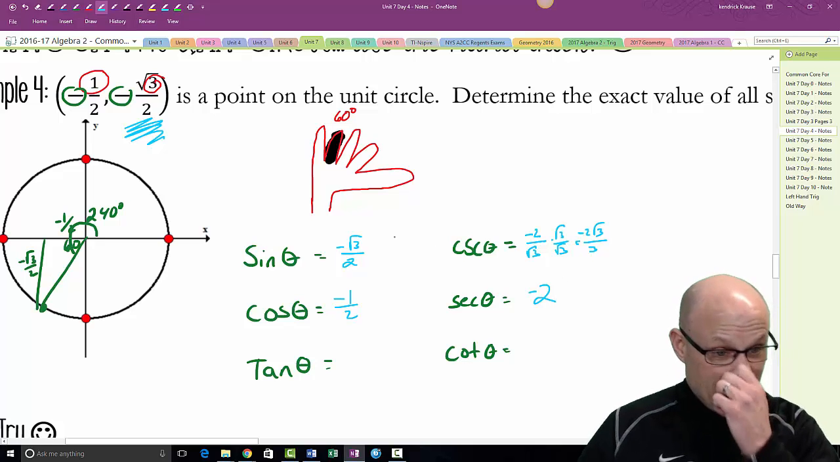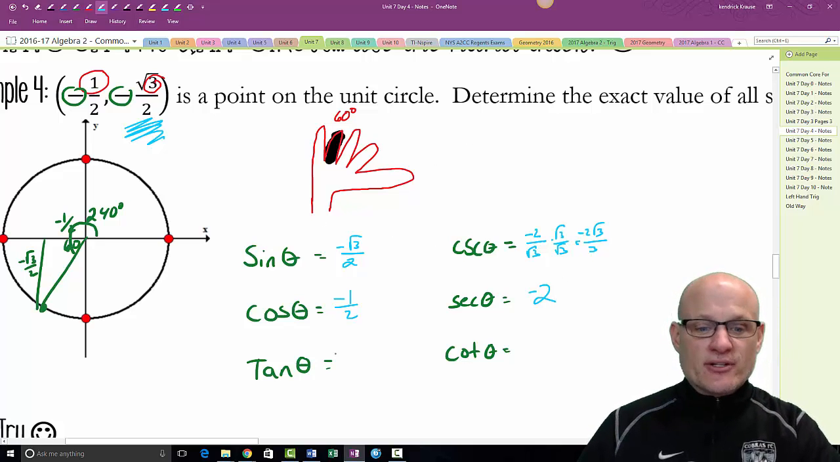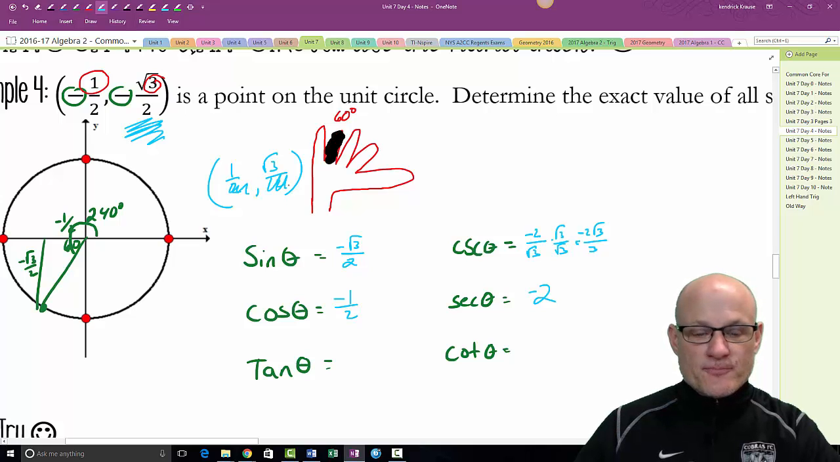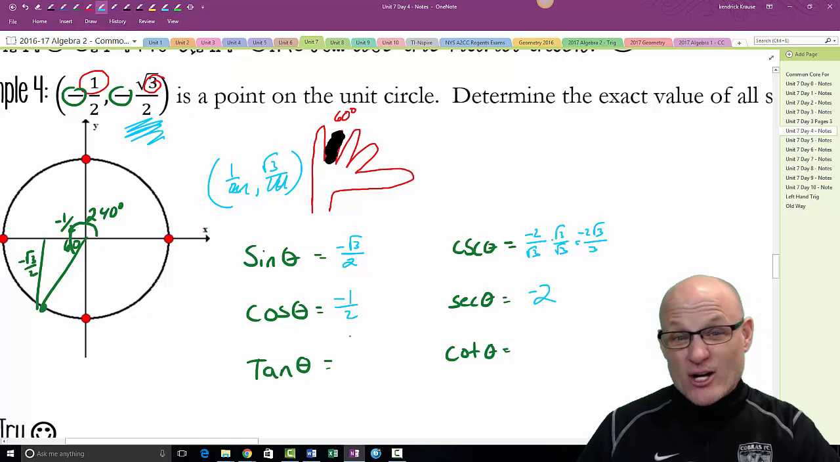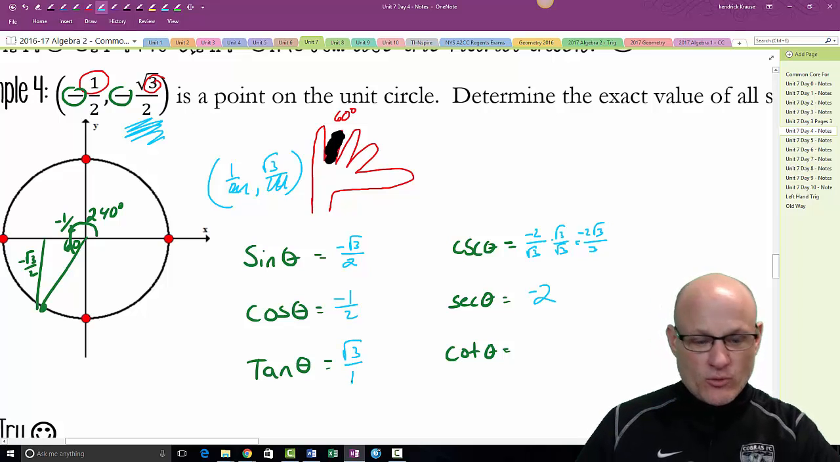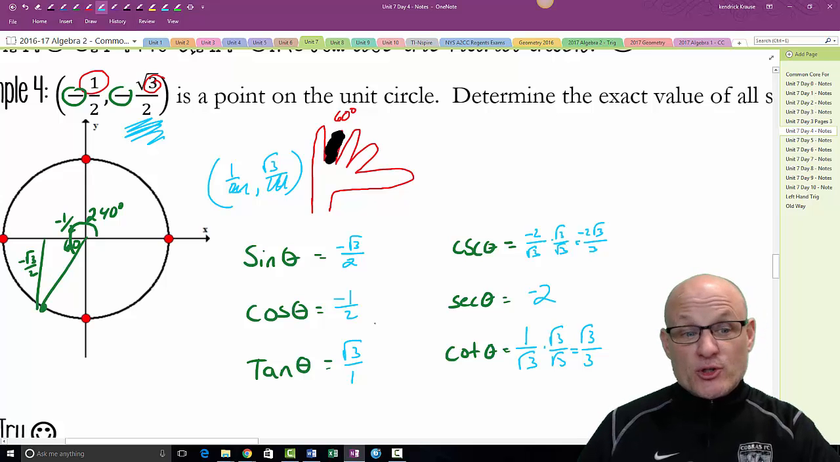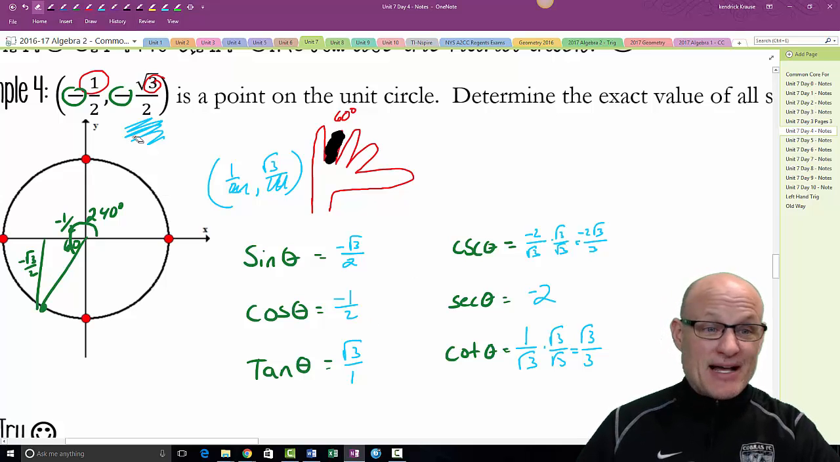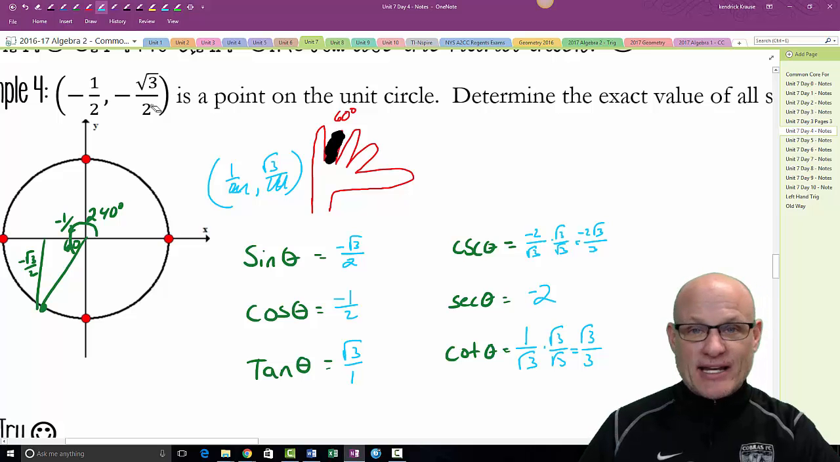Now remember when we did tangent, I just want these numbers. So even though it's 1/2 and radical 3 over 2, I don't care about the 2's. So remember, tangent is y over x. So this would be the square root of 3 over 1. And then this would be 1 over the square root of 3 times radical 3 over radical 3. I get radical 3 over 3. Remember, in the third quadrant, tangent is positive. And when I divide these two y values, I get positive.